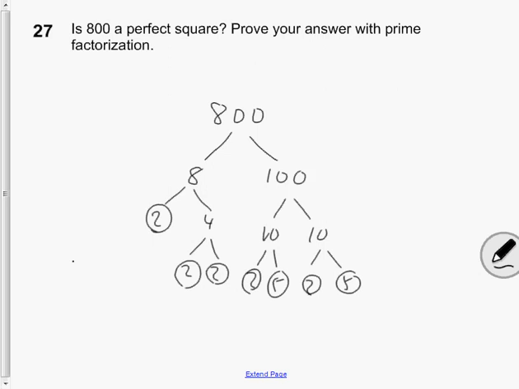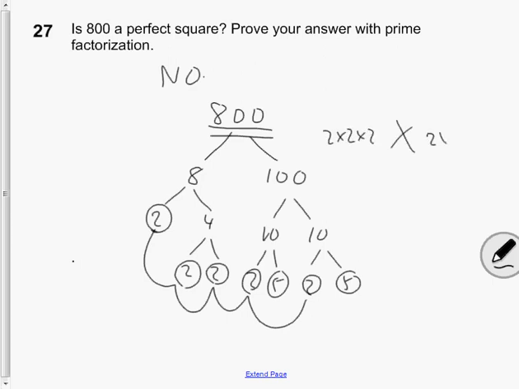So 2 times 2 times 2 times 2 times 5 times 2 times 5 is one way to get 800. But to prove whether or not 800 is a perfect square, we could say no, it's not. The reason why is I should be able to take all of these prime factors and divide them equally into 2 groups. Since I have 5 2's, I could put 3 on one side and 2 on another, and one of those 5's here, and one of those 5's here. That's one way I can multiply prime factors to get 800, but I cannot put them into equal groups, which means that I cannot create one number multiplied by the same number to get 800, meaning it's not a perfect square.